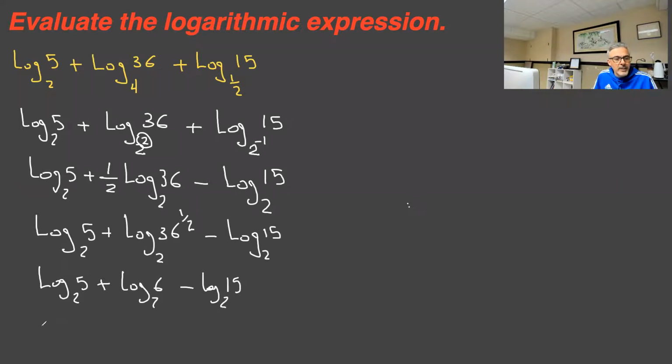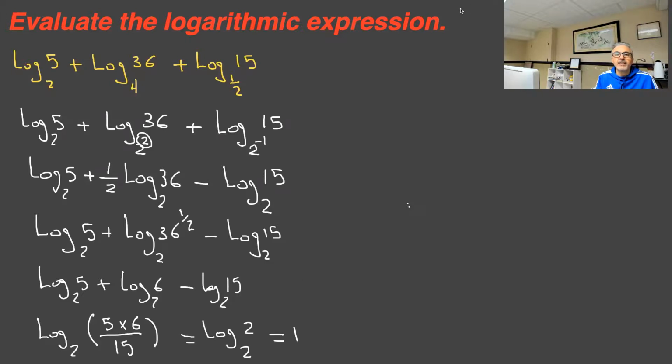Now I want to combine all these logs, and remember the log rules tell you, the base is 2 here, that when you're adding, you could change to multiplication, the 5 and the 6. And when you're minusing, you divide. So you could divide by the 15. That gives me 30 divided by 15, which gives you log base 2 of 2. A log base 2 of 2 equals 1, of course, because 2 raised to the power of 1 gives you 2. That's how the logarithms work. So when you have log base 2 of 2, it is asking you 2 raised to the power of what gives you 2, so 1.